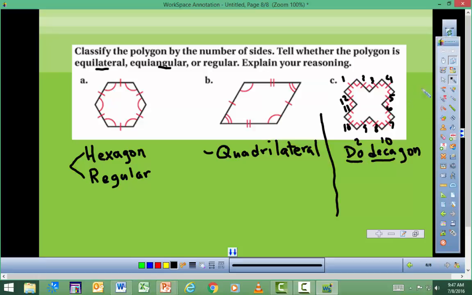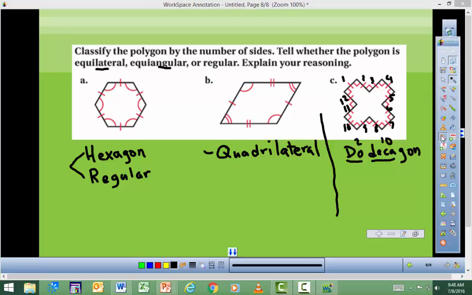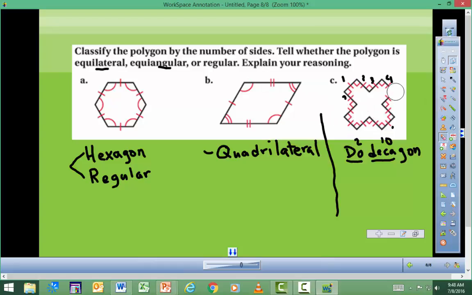Now let's answer the question, is it equilateral or is it equiangular, or do we have the third option, is it regular? I'm going to erase some of this now so we can go through it. It looks like to me, based on the markings, that all the sides are congruent. They all have single tick marks, so that would mean that it is equilateral. So we have this scenario.